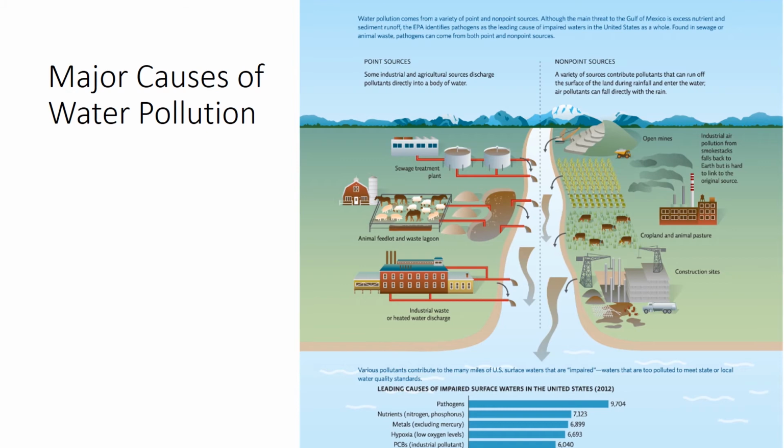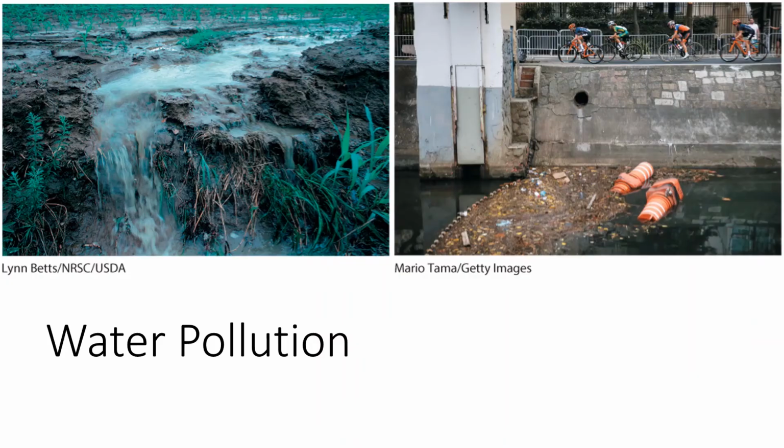Non-point sources are things like agricultural fields or even industrial pollution from smokestacks that then gets deposited, remember the word deposition, onto land surfaces that then gets washed off into rivers. So here's an example on the left of non-point source pollution, and then here's an example on the right of point source pollution where we actually see the drain from which that water is coming.